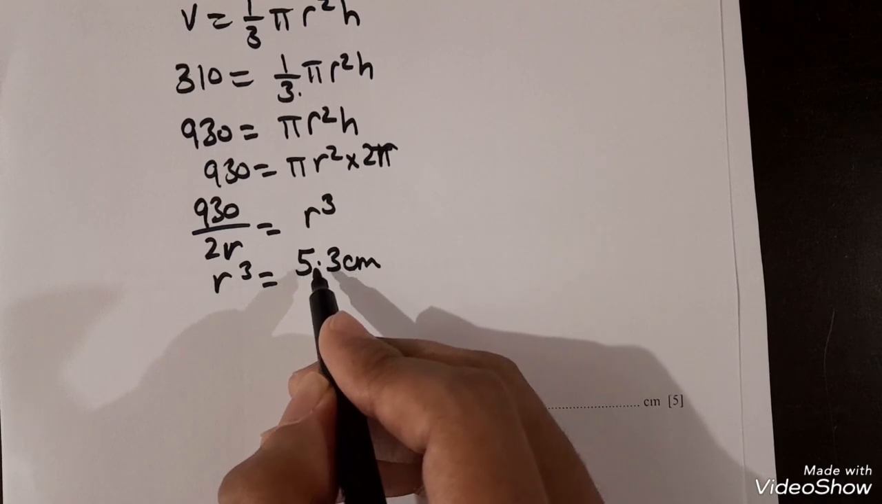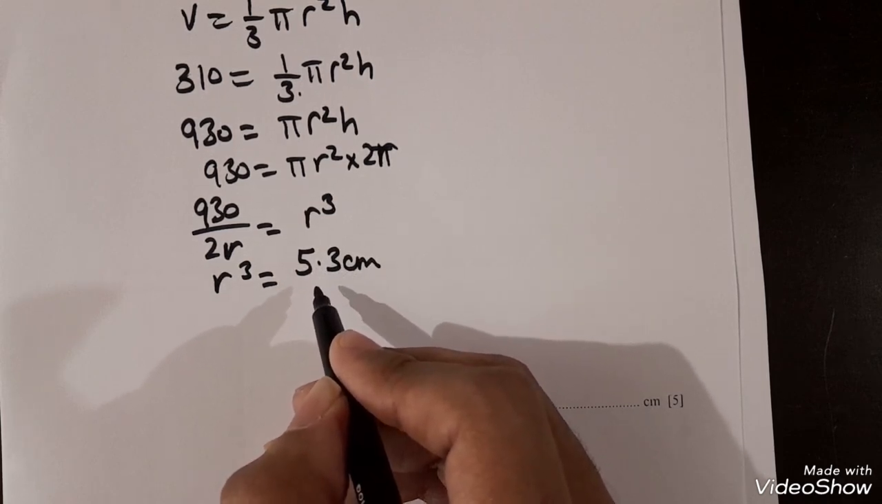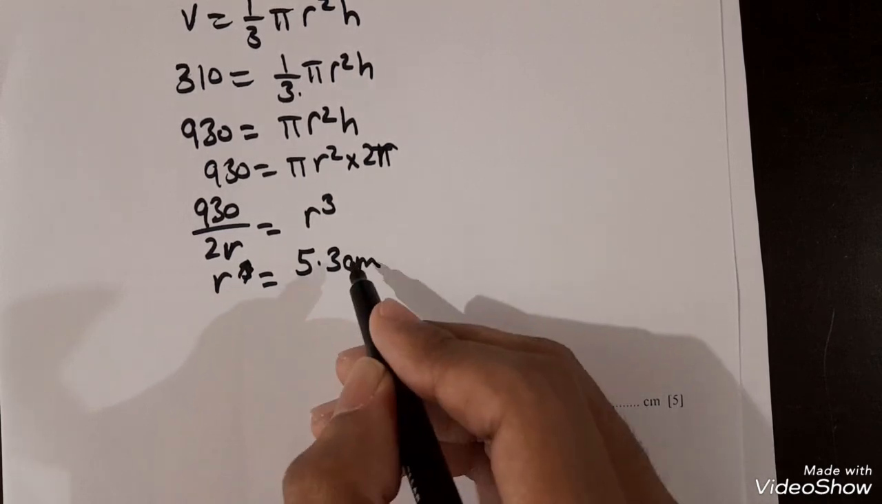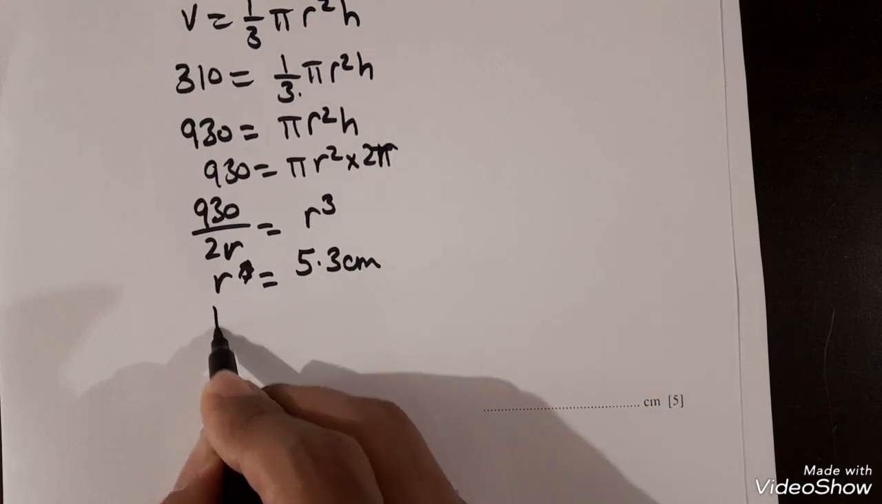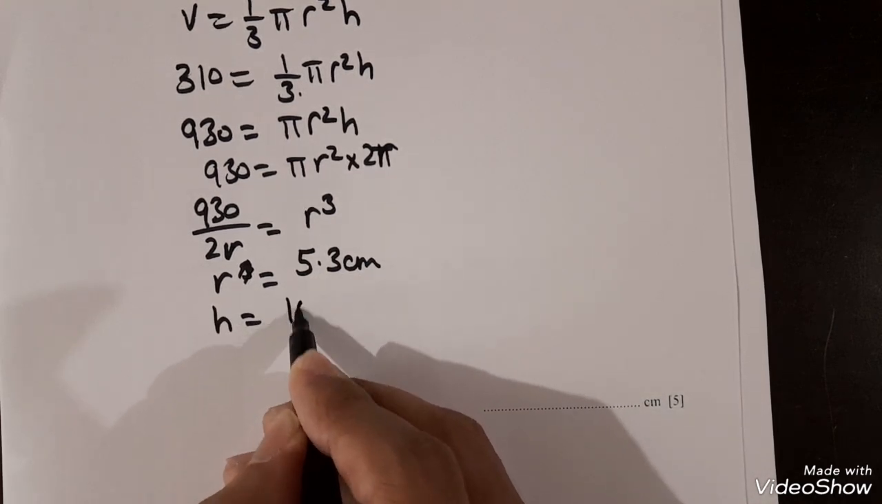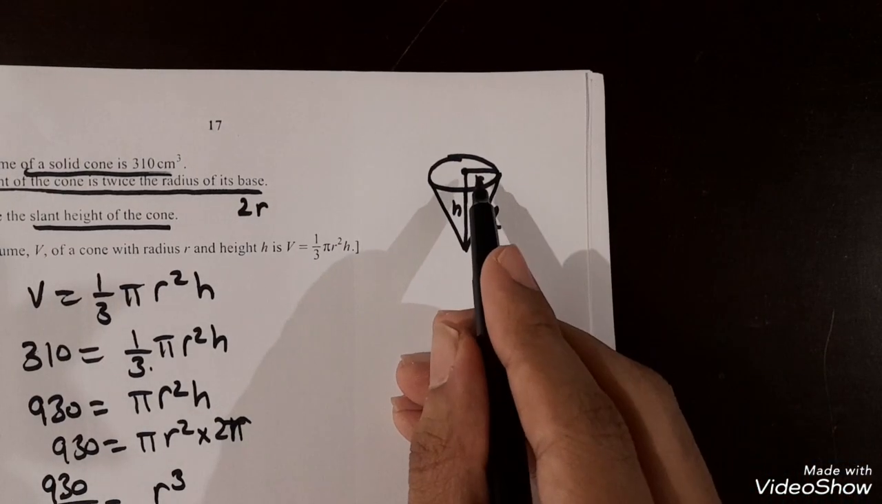Now the value of r is like this, value of r, not r cubed. r is 5.3, so the value of h is 10.6. Now we have the value of r and the value of h.